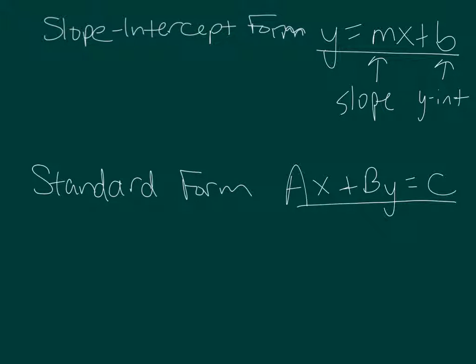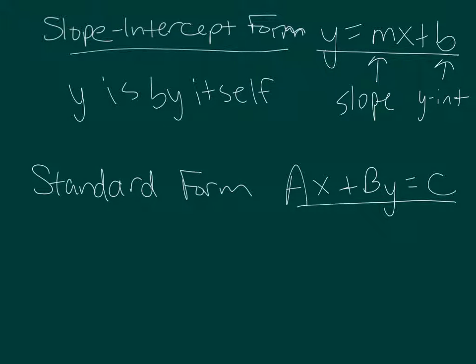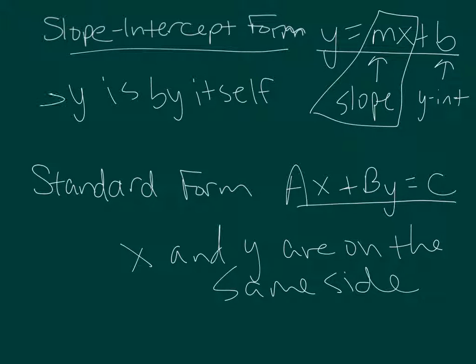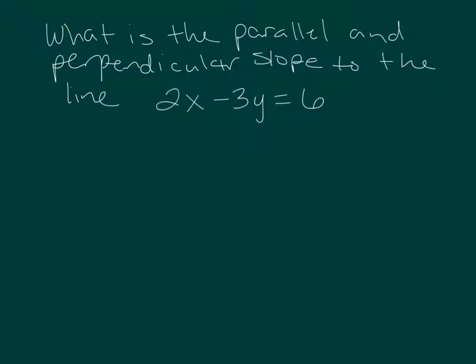Okay, so let's look at the differences. Slope-intercept form up here is when y is by itself. When y is by itself, that's when you can tell me what the slope is. So that's very important for today's stuff. When it's in standard form, that's when x and y are on the same side. I would take these notes down for sure. Slope-intercept is y by itself. Standard form is when x and y are on the same side, excuse me.